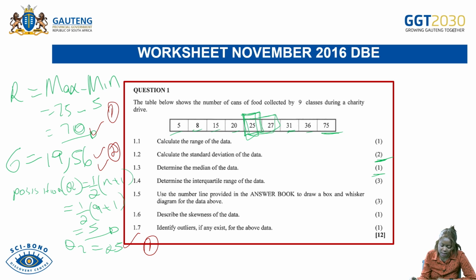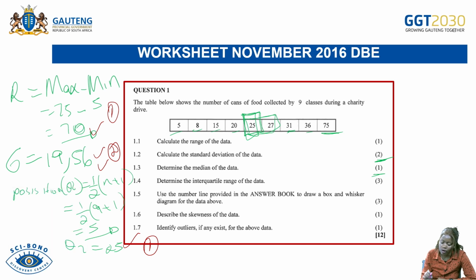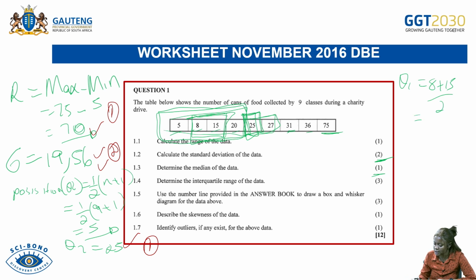1.4, which says determine the interquartile range of the data. How do you find your interquartile range? So obviously you need to find Q1 first. And in Q1 you only find it in the lower half of your data, right? So it's going to be the median of the lower half of your data. So if I check the lower half of my data, it's given the median of the data set is going to be 8 and 15. So it means you'd say it's 8 plus 15, you divide by 2. So you'll get 8 plus 15, you divide by 2, you'll get 11,5.